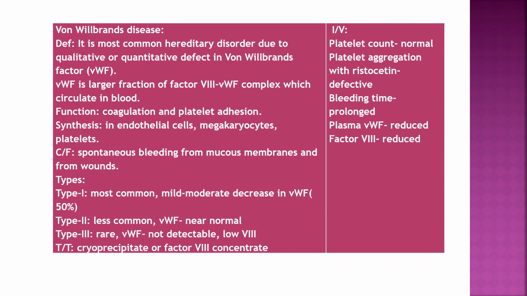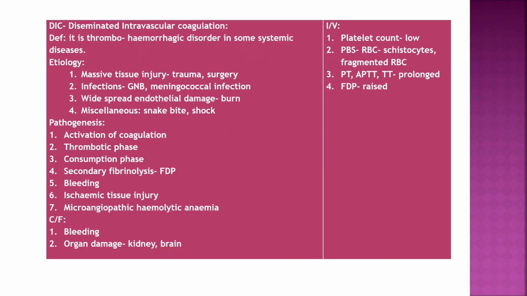Types: type 1 is most common, with a mild to moderate decrease in von Willebrand factor, around 50%. Type 2 is less common, so VWF is near normal. Type 3 is rare, so VWF is not detectable and factor 8 is low. In treatment, cryoprecipitate or factor 8 concentrate should be given. Investigation: platelet count normal, platelet aggregation with ristocetin is defective, bleeding time prolonged, plasma VWF is reduced and factor 8 is also reduced.